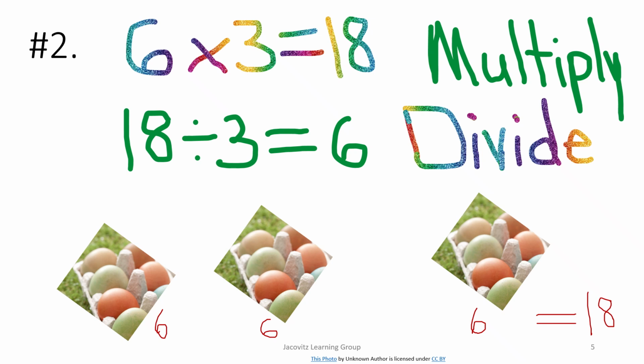1, 2, 3, 4, 5, 6, 7, 8, 9, 10. I'm going to put a 10 here. We know we started off at 1 here. 11, 12, 13, 14, 15, 16. Yes, yes, yes. 17, and here's 18.